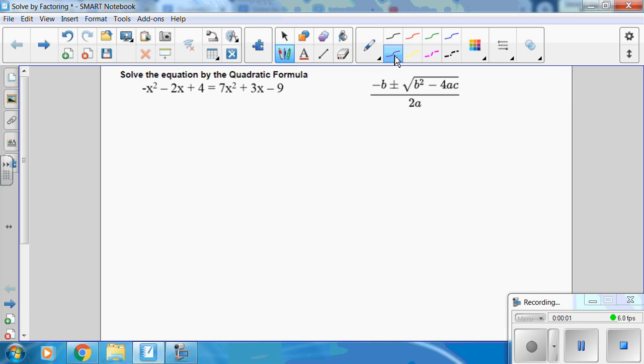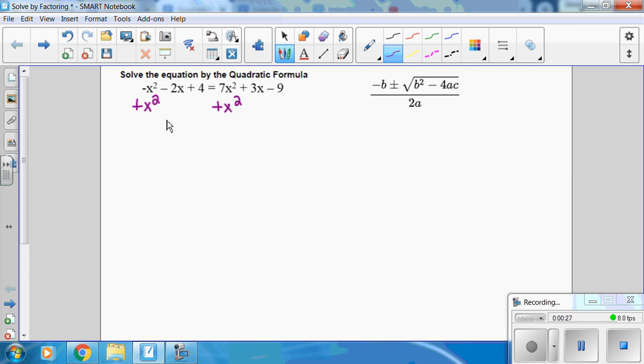If we're going to solve this by quadratic formula, we need to get everything on one side of the equation. Now I'm going to put everything on this side because I noticed that we have 7x squared compared to negative 1x squared, and I really want my x squared term to be positive. So I'm going to add x squared to each side.